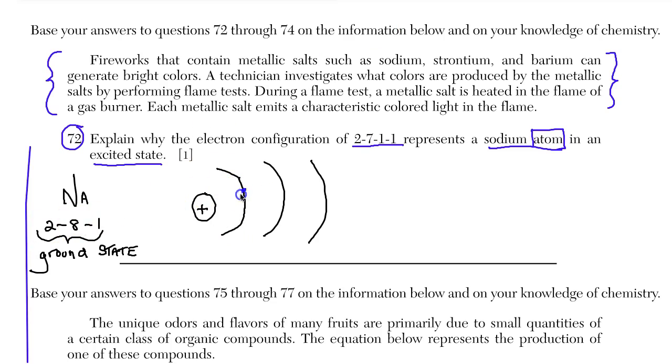But we have 2 electrons here, and then we have 8 electrons in the second shell. So 1, 2, 3, 4, 5, 6, 7, 8. And then we have 1 in the outermost shell. So that's why we get 2-8-1. That's what it means.